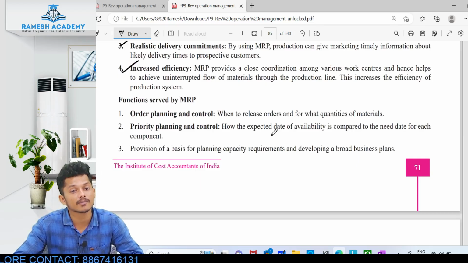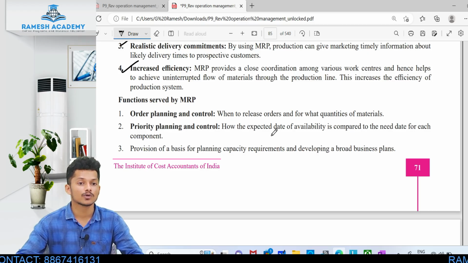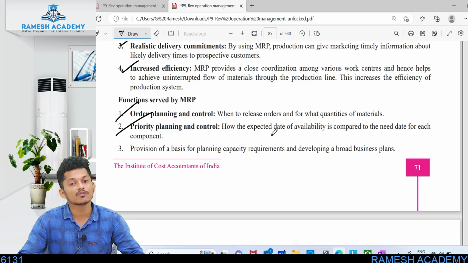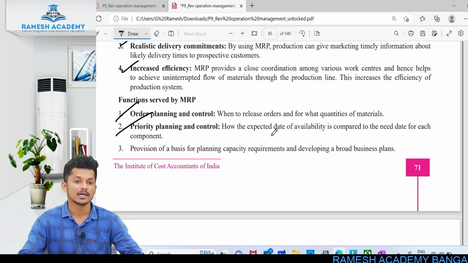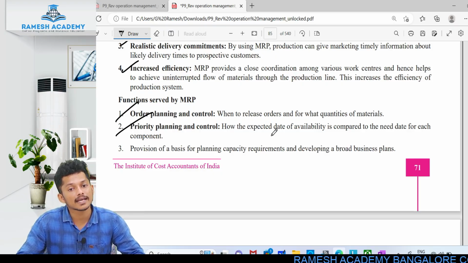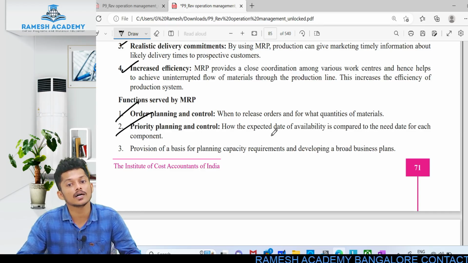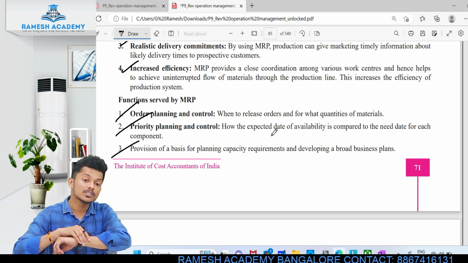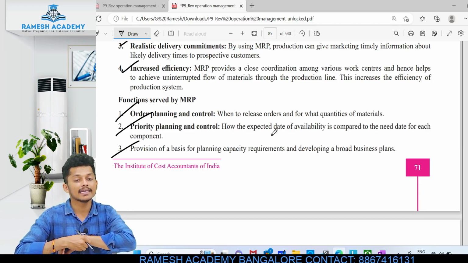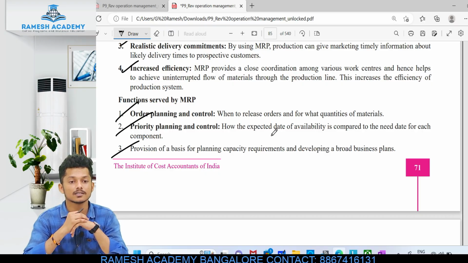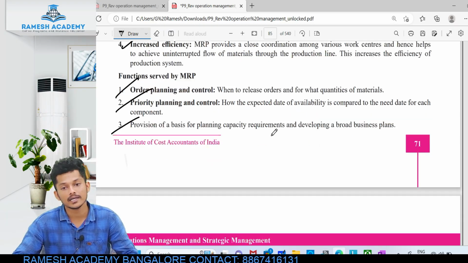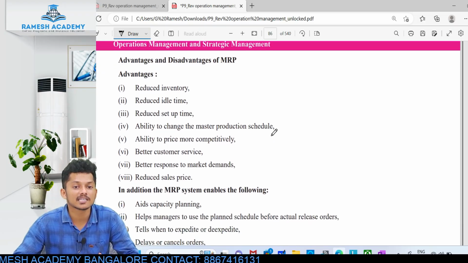Next, functions served by MRP. What are the functions served by MRP? Order planning and control: when to release orders and for what quantities of materials. Then priority planning and control: how the expected date of availability is compared to the need date for each component. Then third one, provision of a basis for capacity planning, requirements and developing a broad business plan. Okay, done.